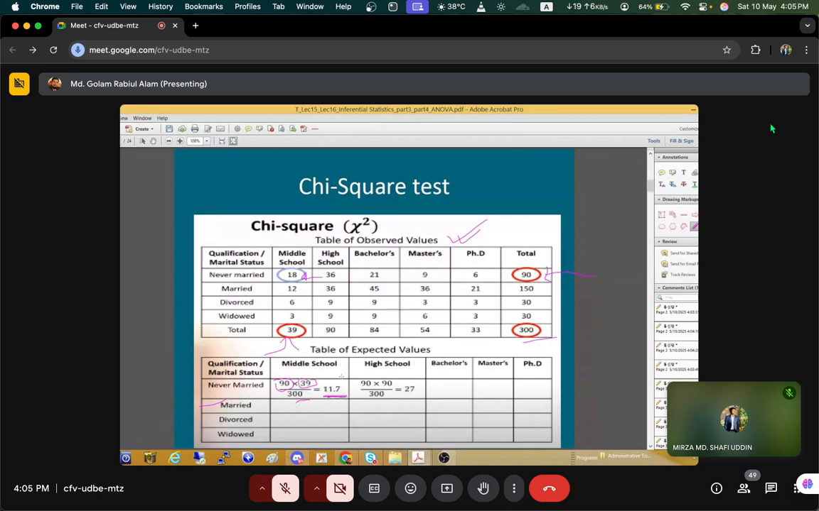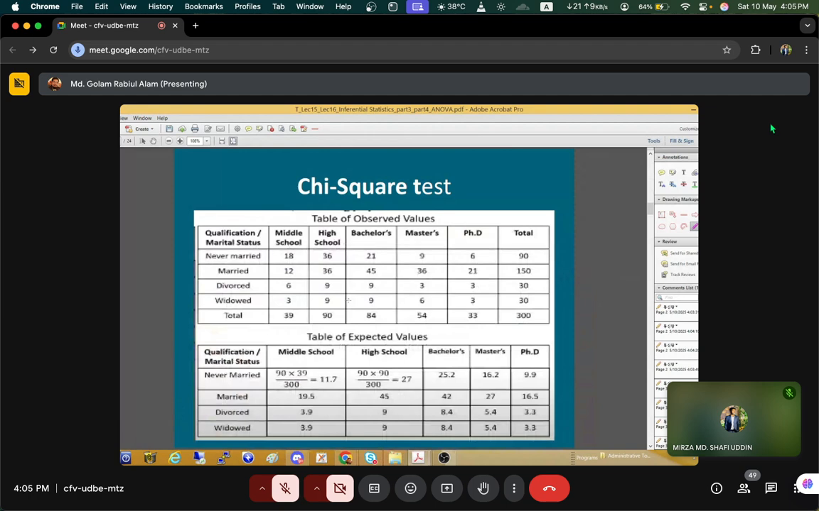Similarly, for high school, it will be 90 times 90 divided by 300. So that is our expected number of observations. We will find out the expected number of observations.